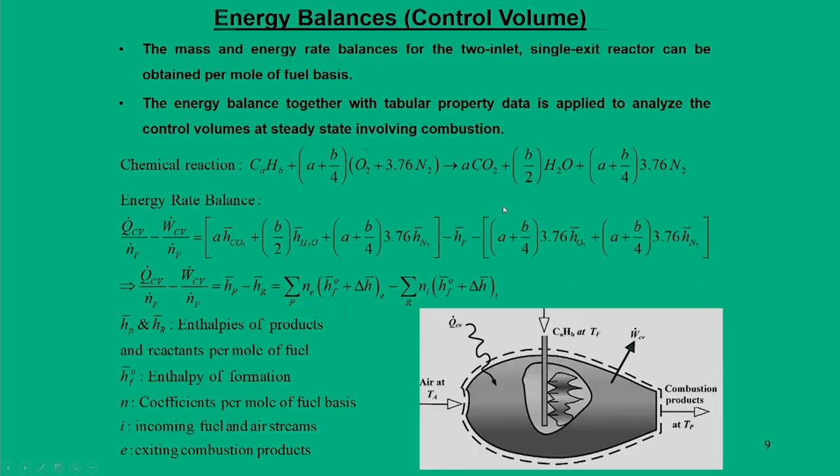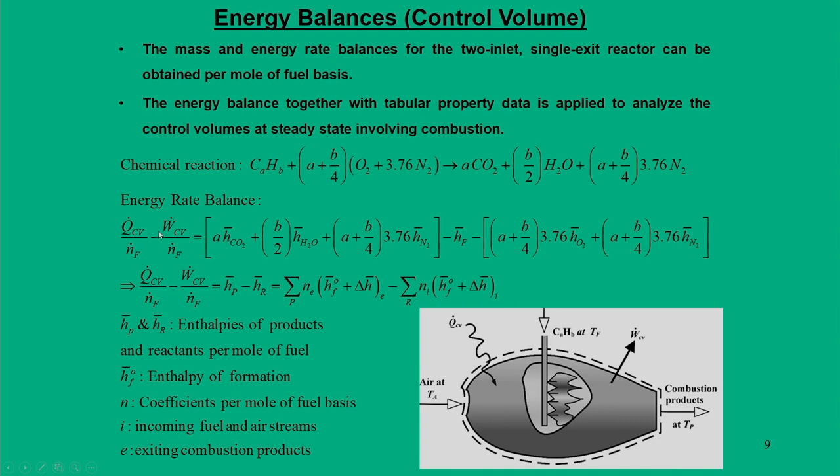With this viewpoint, if you are going to find the mass and energy rate balance, the first thing you have to do is write the chemical reaction. The chemical reaction for CaHb is: CaHb plus (a plus b by 4) O2 plus 3.76 N2 gives a CO2 plus b by 2 H2O plus (a plus b by 4) 3.76 N2. Now, for this reaction, we are going to find the energy balance. When you treat this energy balance, we have to find out the molar flow rate of the fuel.